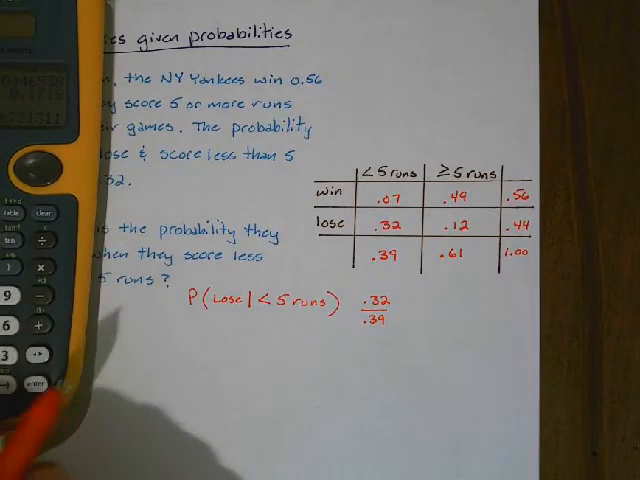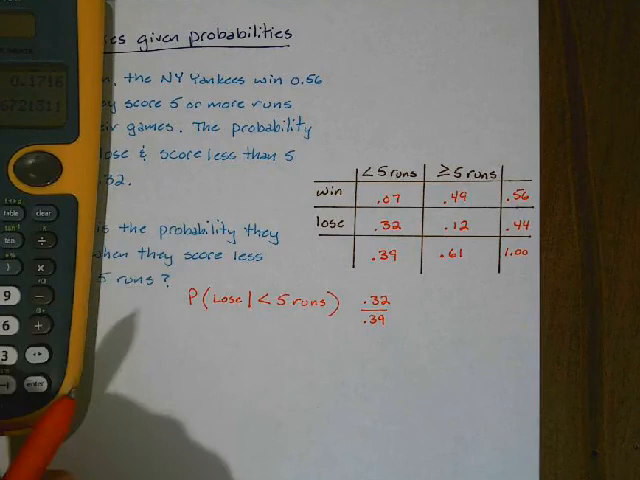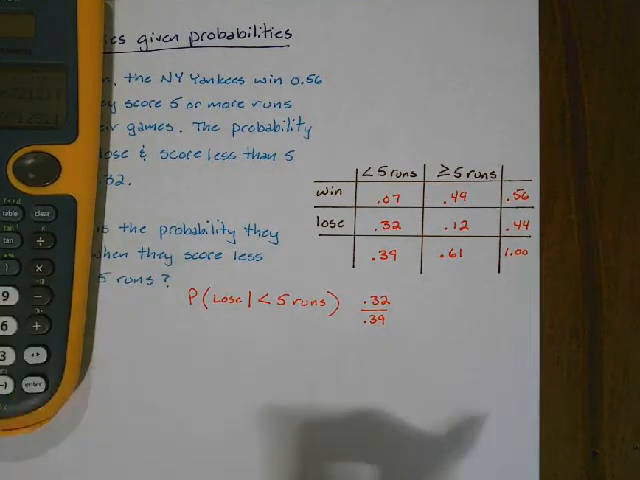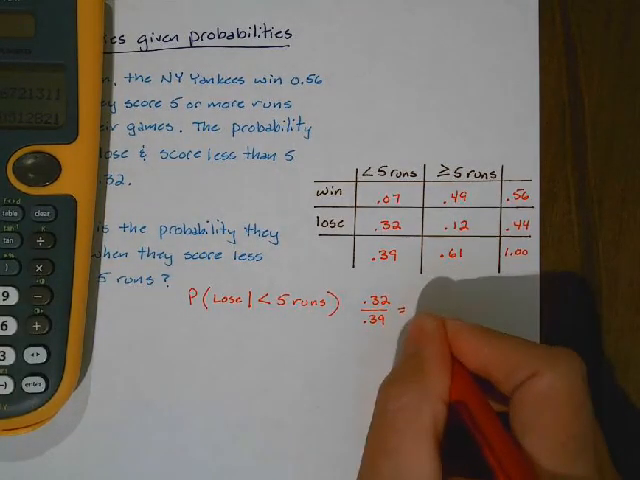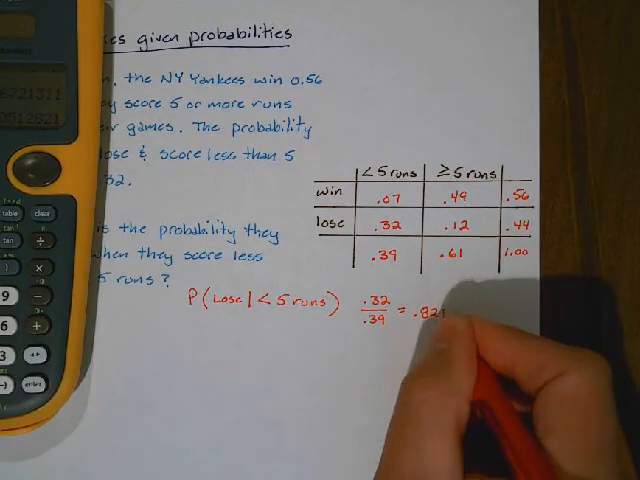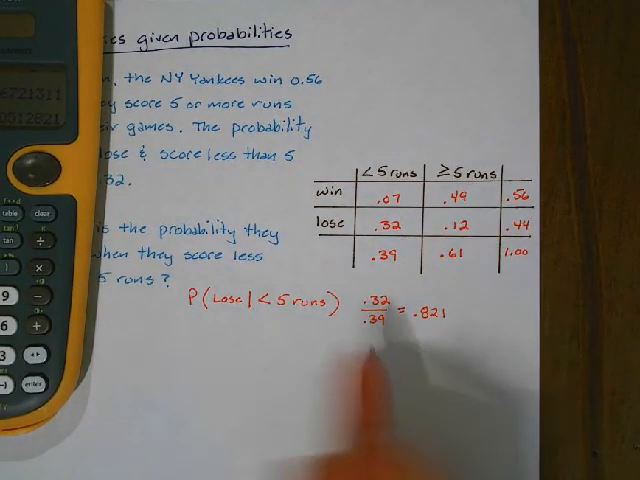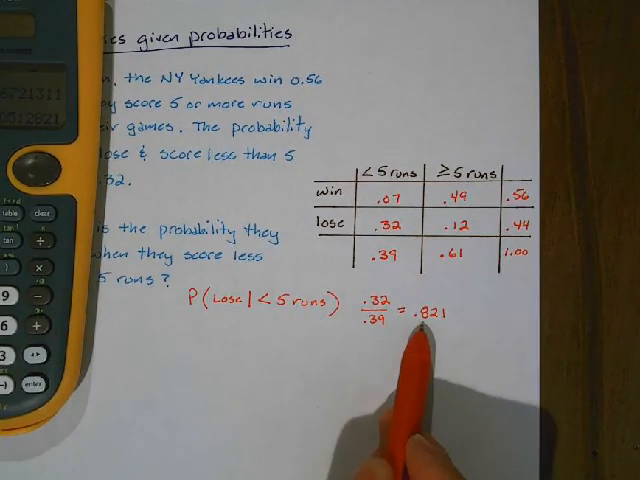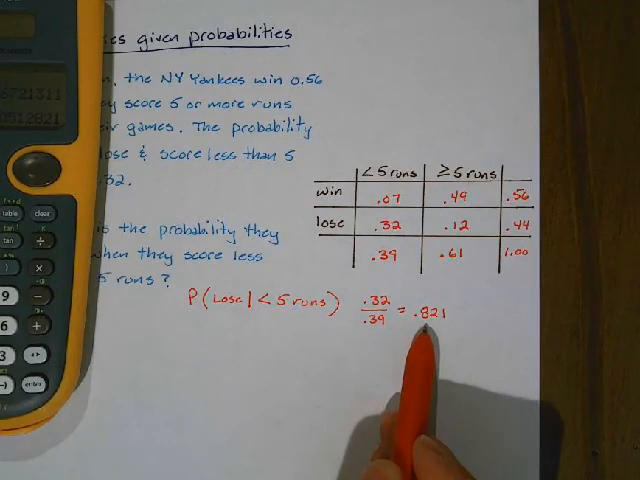And 0.32 divided by 0.39 gives us 0.8205, so 0.821. So what does this mean? It means when they score less than 5 runs, 82% of the time they're going to lose that game. So if you're a New York Yankees fan, you want them scoring 5 or more runs, because when they score less than 5 runs, there's a good chance they're losing that game, 82% of the time.